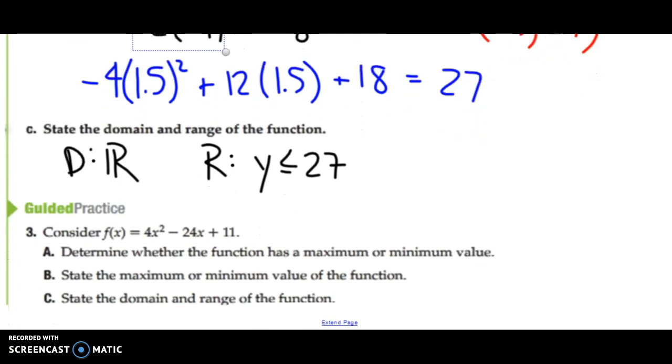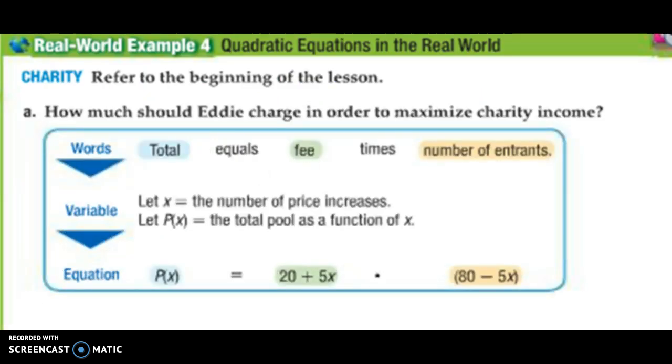Here's a guided practice problem that asks the same questions about this quadratic equation. Determine whether it's maximum or minimum value, what that value is, and finally state the domain and range of the function. Now, here's an example of a real-world equation that has to do with something.